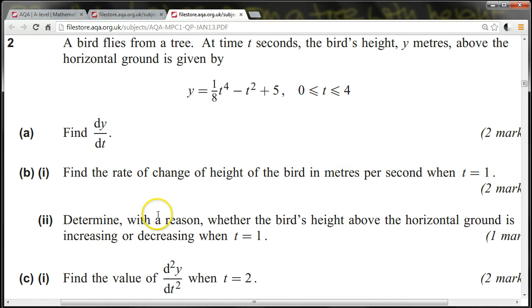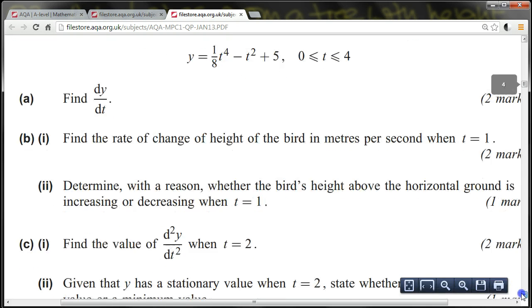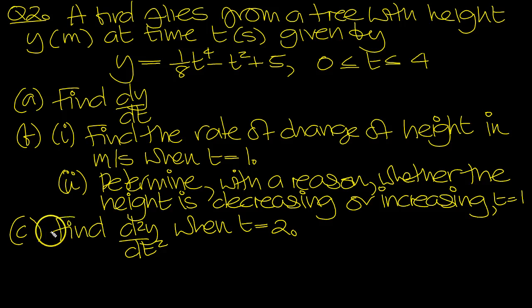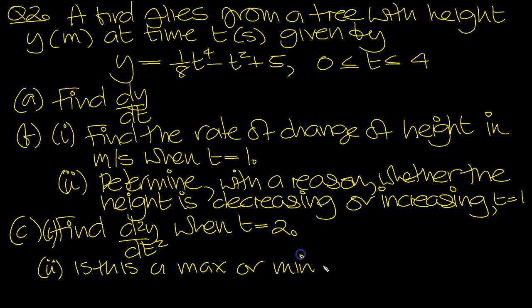Determine with a reason whether the bird's height above the horizontal ground is increasing or decreasing when t equals 1. Find the value of d2y/dt squared when t equals 2. Given that y has a stationary value when t equals 2, state whether this is a maximum value or a minimum value. So I think I need to put part 2 down here. Is this a max or min, wasn't it? We might flick back to that one when we come to do that part of the question.